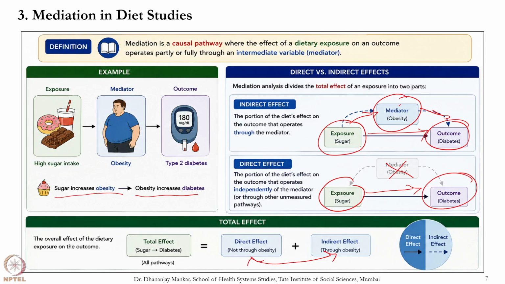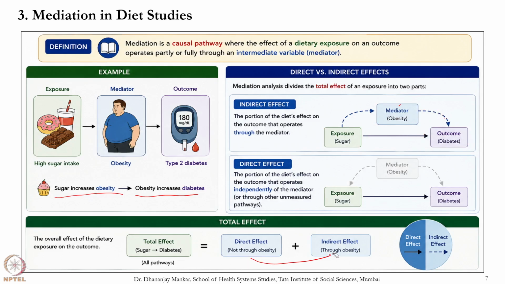Okay. So this is very clear now: what is the direct effect, what is the indirect effect, and how we need to take the total effect. So it is very evident that there is mediation in diet studies, and we can clearly understand how it is seen as a causal pathway and how dietary exposure operates on an outcome.